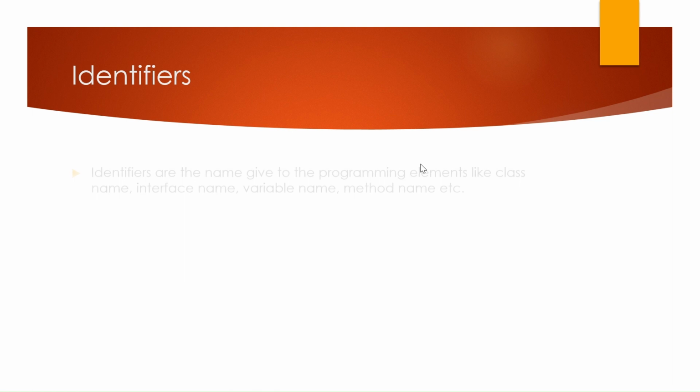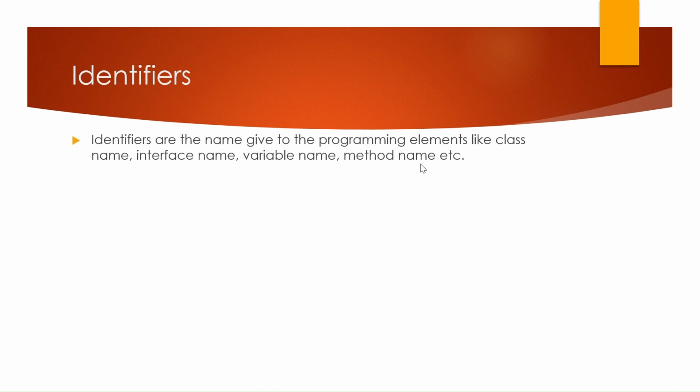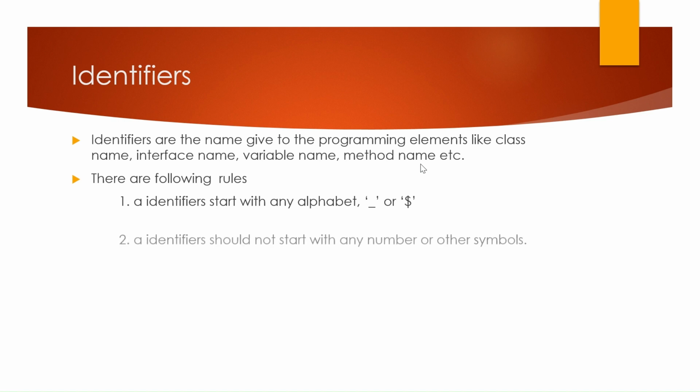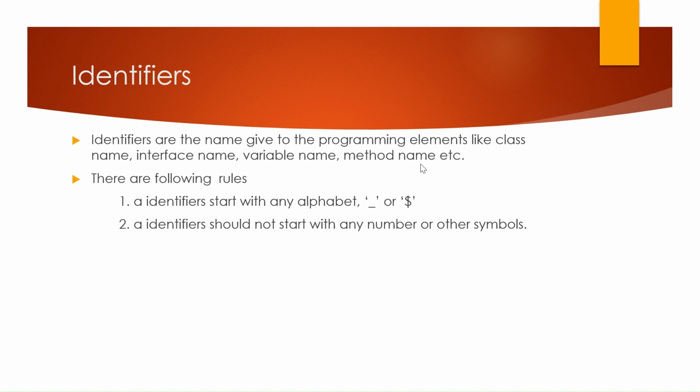An identifier is actually the name given to a program element. A program element can be a class or interface, a variable name or a method name. The names given to them we call identifiers, and there are rules to define these identifiers and some best practices also. An identifier should start with an alphabet, or an underscore or dollar sign, and the subsequent letters can be numbers or alphabets, but it should not start with any number or symbol. The first letter should not start with any number or symbol.